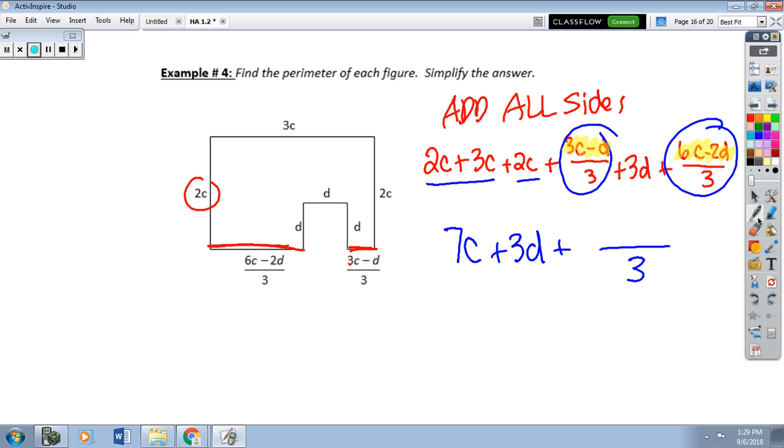Thank you. So we'll add the like terms in the numerator. So we'll get 9c. Now be careful, this is a negative 1d minus 2d, which will get me a minus 3d.